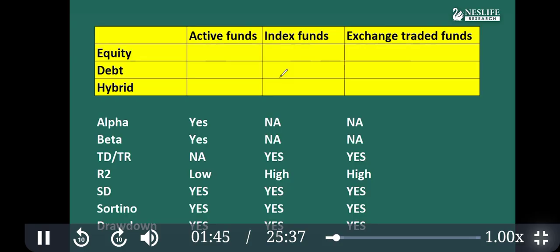There is no active involvement of a mutual fund manager. Since they are passive funds, their expense ratio is very low and costs are low. So if the cost is low to the investor, that is good. However, don't go into judgment about which is the best. You are going to invest in all three.